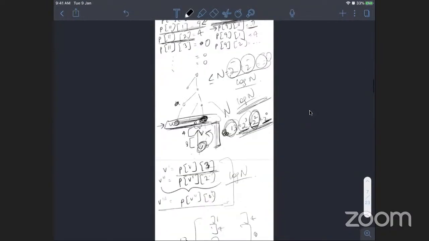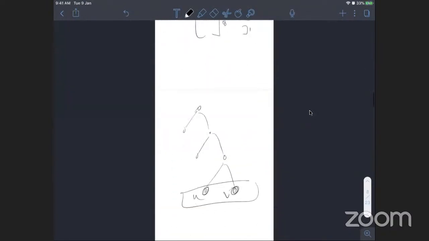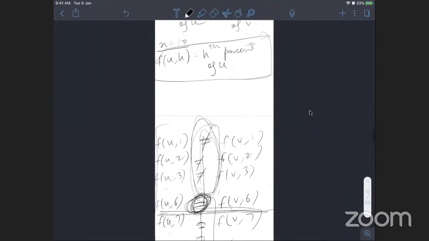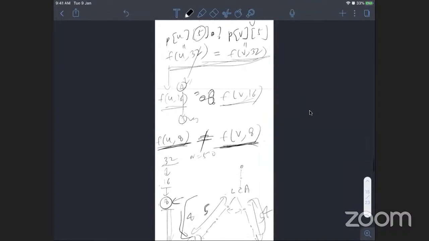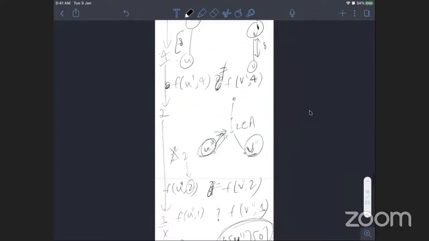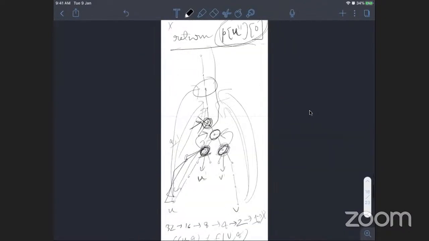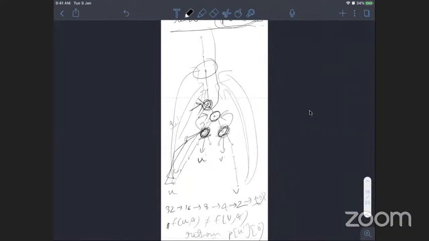So do people get this idea that once we are at equal heights, we'll start from the biggest power of 2, keep on going down, tuck, tuck, tuck, tuck, tuck. And once we reach the first height where the parents actually start mismatching, we make that jump and we again keep on doing this.